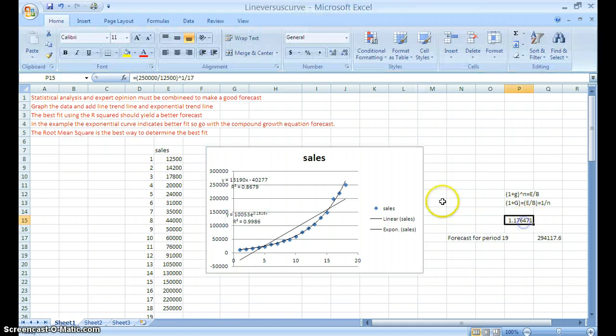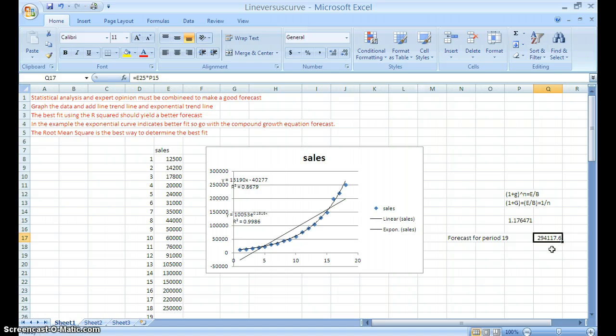Putting that into our equation for today, 250,000 divided by 12,500, that's the ending and the beginning, raised to the 1 over 17. Since there are 18 data points, there are 18 minus 1, or 17 periods. Not 18 periods, 17 periods. So when we do all that, we get 1.176. That's the growth rate. Taking that growth rate and multiplying it by the last value of 250,000, we get our forecast. Our forecast is 294,000.